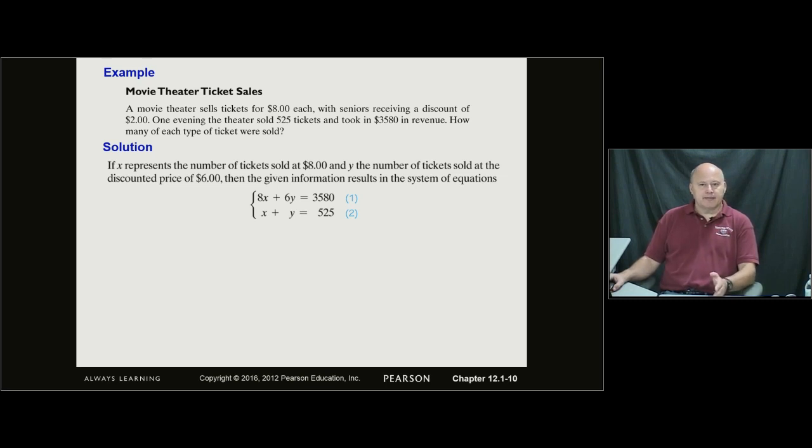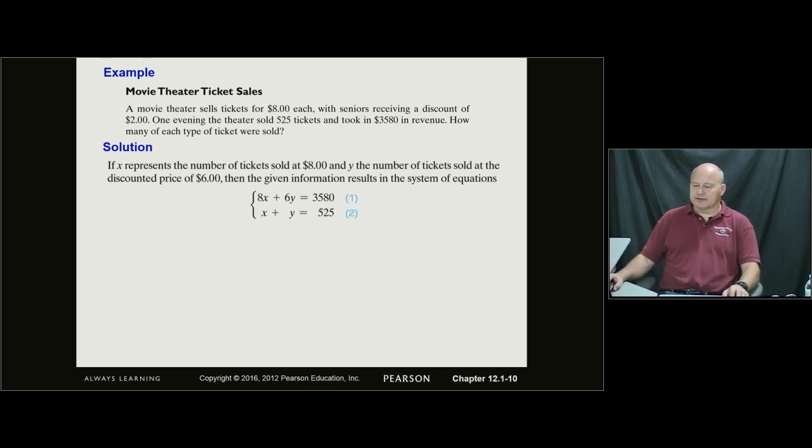Now, the seniors come in. They only pay $6 for their tickets, but we don't know how many of those seniors are at the theater either. So it's 6y is their revenue. So if you add the regular price to the senior price, 8x plus 6y is the total revenue. So that gives you $3,580.